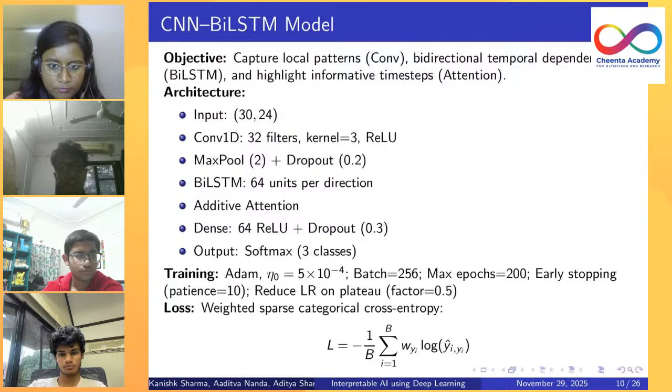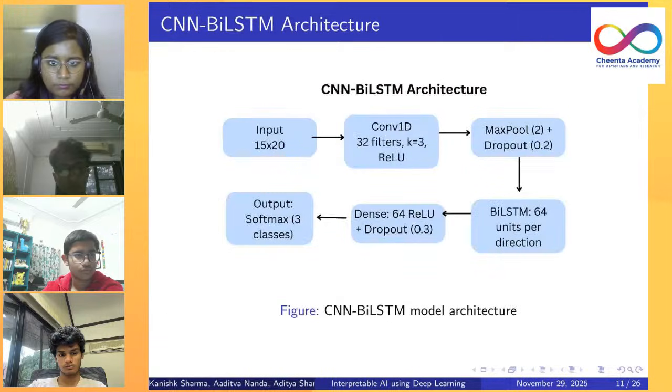This is the CNN BiLSTM attention model. The next slide shows the architectural diagram for the same. Now we can go to the next slide.